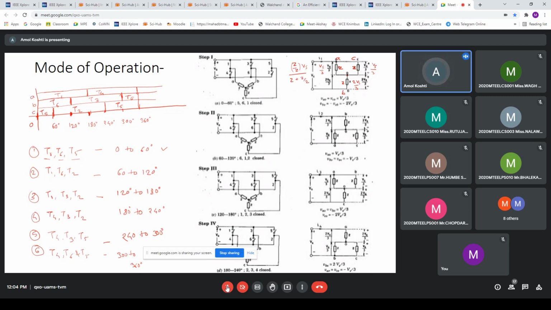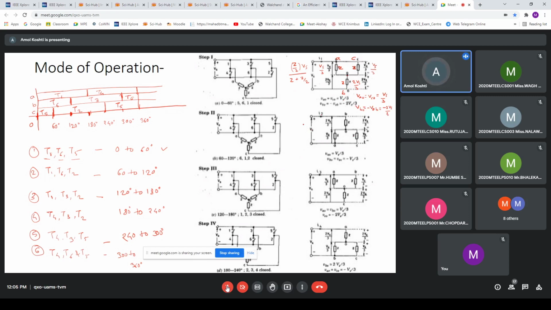So if we solve this, we'll get Vs by 3. Now the same drop will exist across VCO, which is Vs by 3. The remaining part of this Vs will take place across VBO. So VBO is equal to minus VOB, so it is equal to minus 2 Vs by 3. In this way we can write.